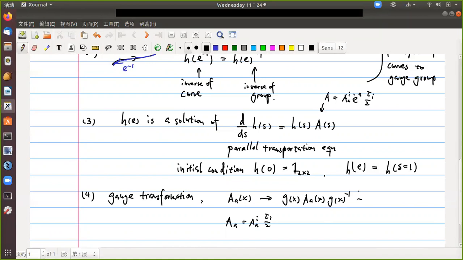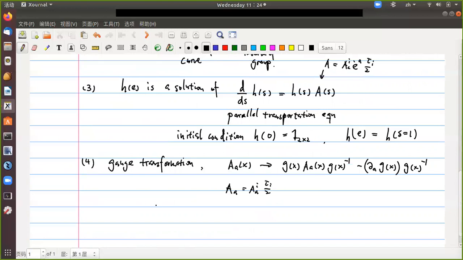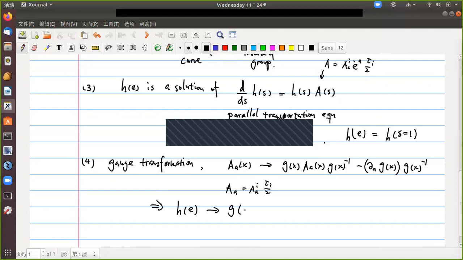g(x) A g(x) inverse minus partial g(x) g(x) inverse. Okay, so this is the gauge transformation for A, and by plugging this gauge transformation into the definition of holonomy, you can find that holonomy transforms nicely under the gauge transformation. So this is just like a conjugation.